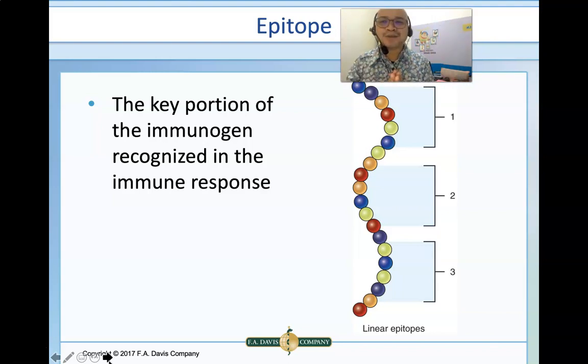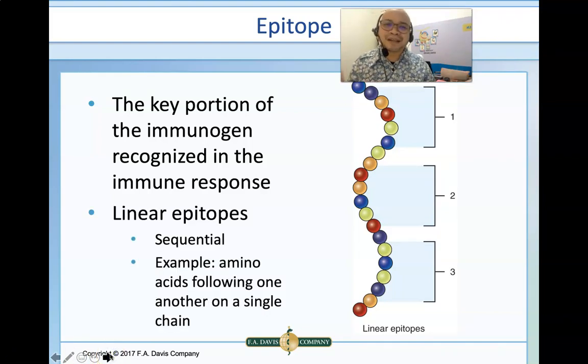By the way, I've been using the terms antigen and immunogen interchangeably, but there's actually a contextual meaning behind it. When you say antigen, it is something that can stimulate antibody generation, which we had previously defined in the previous chapter. But when you say immunogen, an immunogen is an antigen that is capable of eliciting an immune response. So an epitope, therefore, is a key portion of the immunogen recognized in the immune response.